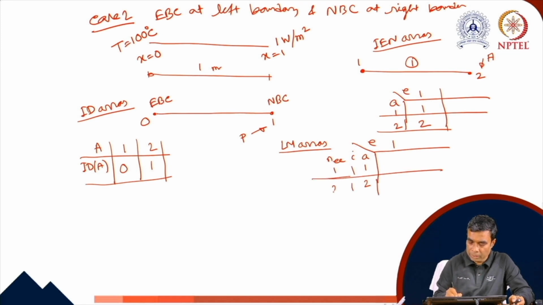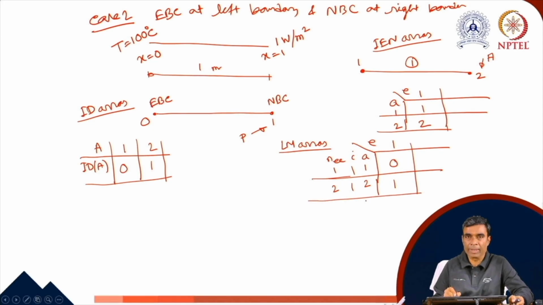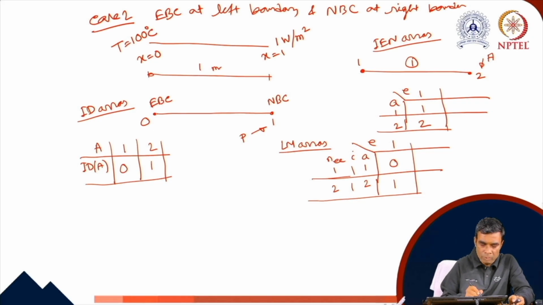This is 1, 1 and 2. At local node 1, our equation number is 0, and at local node 2, our equation number is 1. So this is our LM array. For the single element problem, there is no assembly procedure. Now we go to the element level matrix equation system.